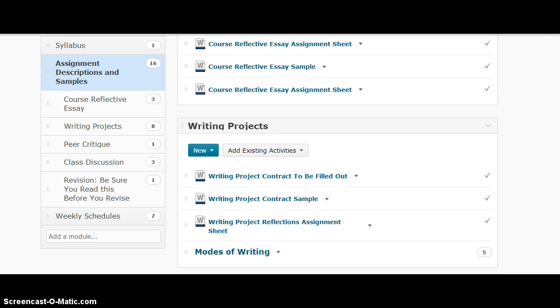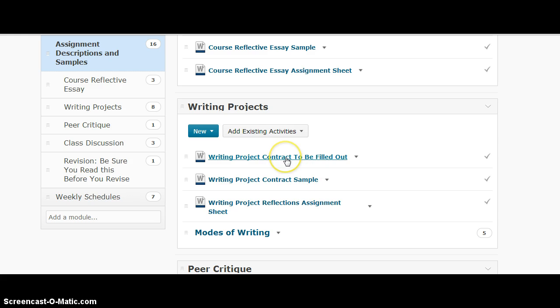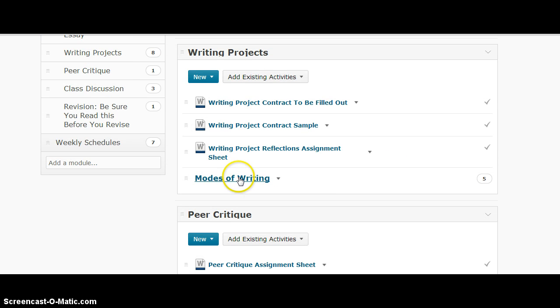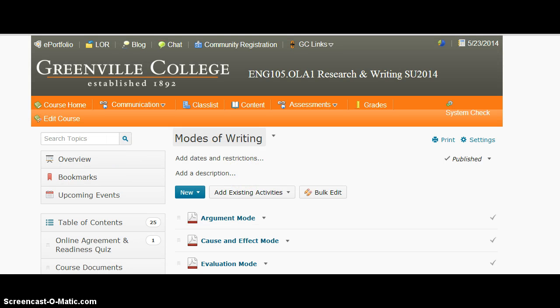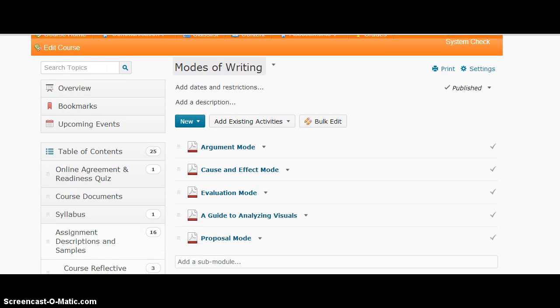Under writing projects, you'll notice that there is a blank contract to be filled out, a sample, a reflective assignment that allows you to think about what you learned by completing the project, and then modes of writing. Under modes of writing, it gives you examples of some of the most common modes of writing which you may be using in designing your writing projects.